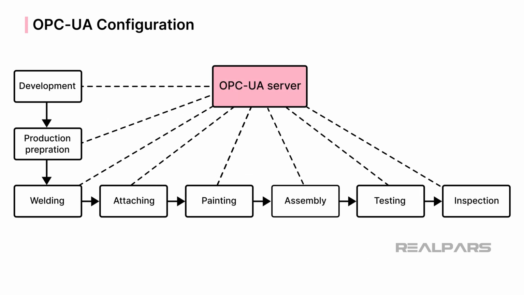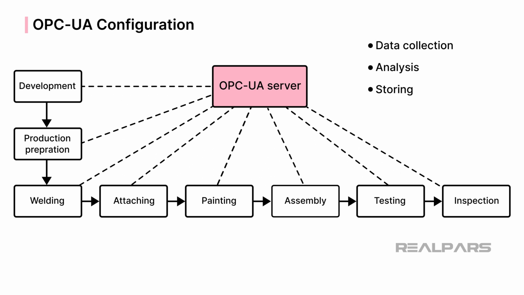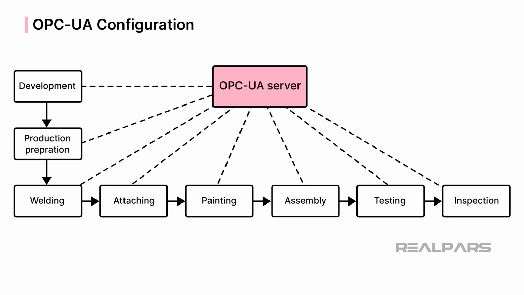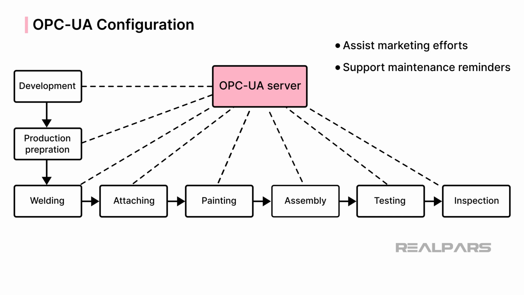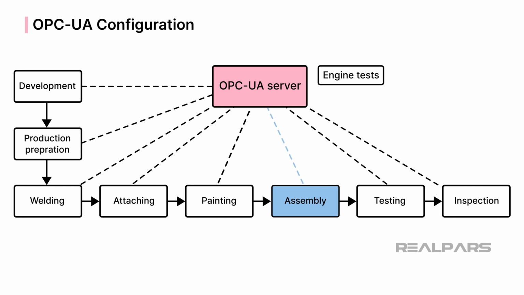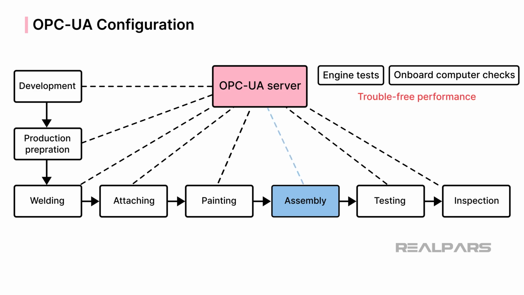OPC-UA is a central part of collecting, analyzing, and storing multiple streams of data. Records specific to each vehicle, customer order, and assembly process are captured and securely stored to provide proper order fulfillment, assist marketing efforts, support maintenance reminders, and support any future recall if required. Data obtained from engine tests and onboard computer checks at the end of the assembly line are critical to ensuring the trouble-free performance of each vehicle.